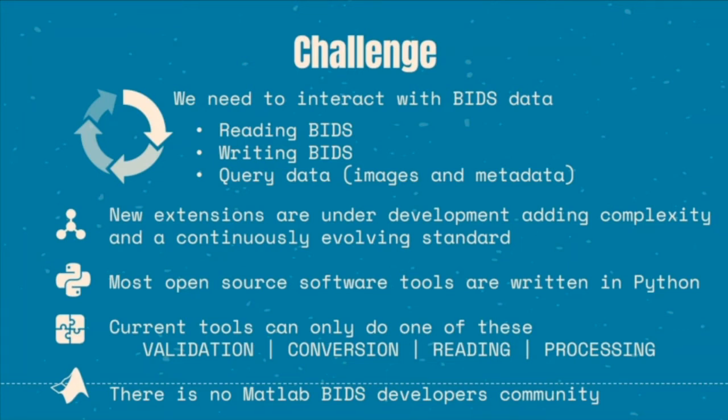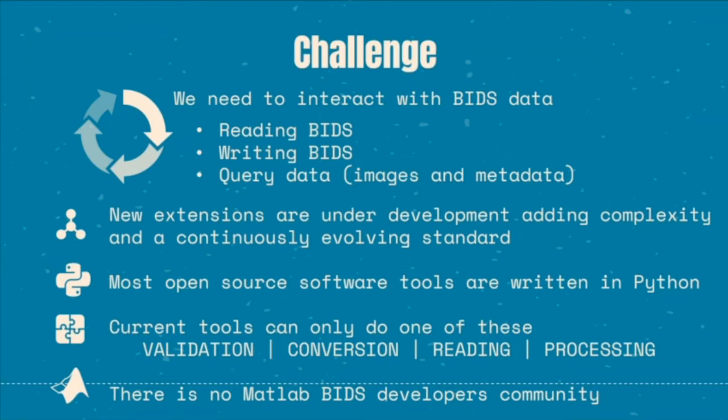Now, the thing is that there are continuously new extensions being added to the BIDS specification, so it's a continuously evolving specification. And most open source tools are written in Python. Now, we do like Python, but we also do like MATLAB, so we really need something to do with MATLAB.